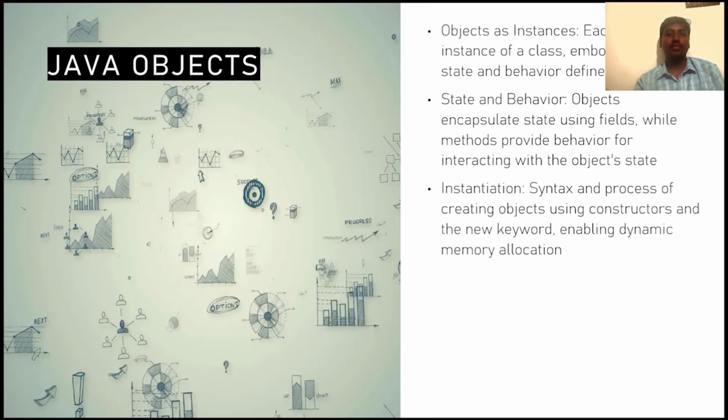Java objects. Objects as instances: each object is an instance of a class, embodying specific state and behavior defined by the class. State and behavior: objects encapsulate state using fields, while methods provide behavior for interacting with object state. Instantiation: syntax and process of creating objects using constructors and the new keyword, enabling dynamic memory allocation.